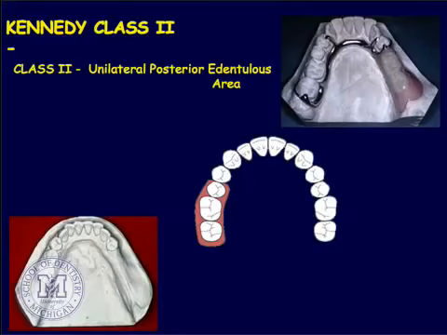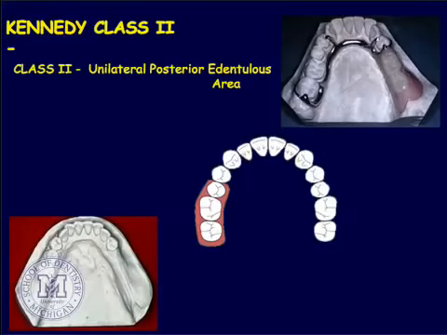So though there's a single tooth missing on the patient's left, this is still called a class 2 partial because it is a unilateral edentulous area, which is what we're going to treat. And here's a situation that we have teeth all the way back, but here's a class 2 lower partial denture in place. So class 2 is unilateral posterior edentulous space.